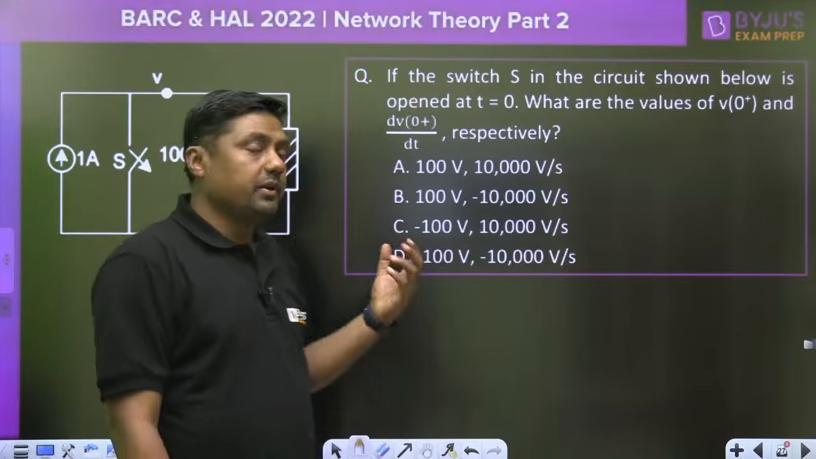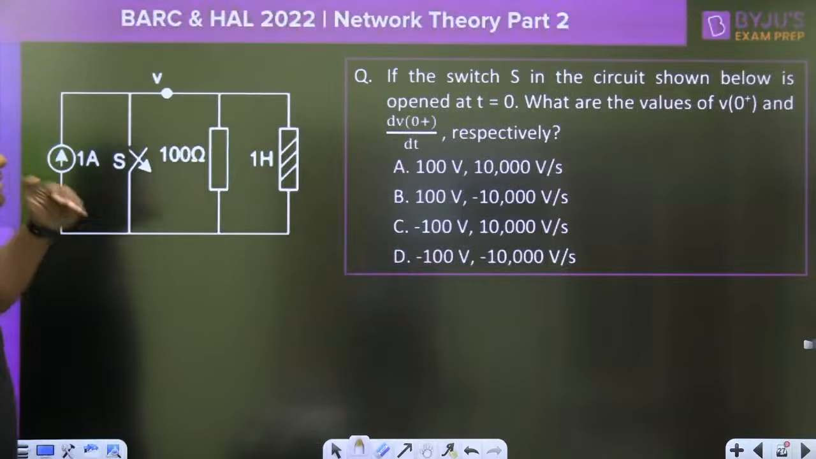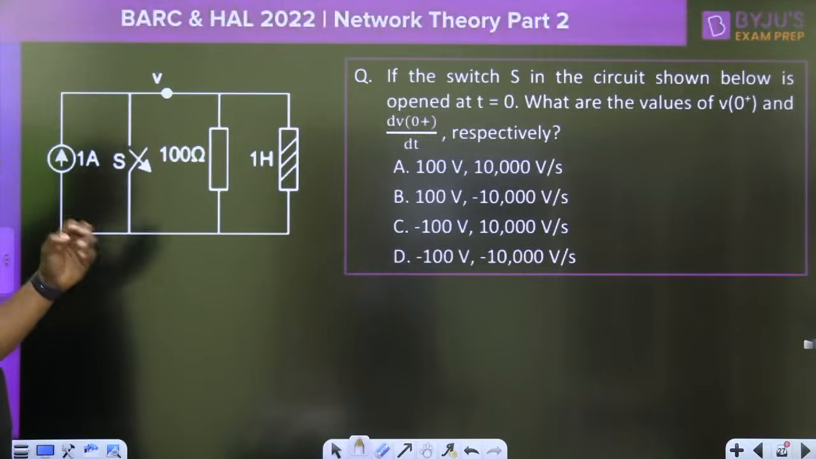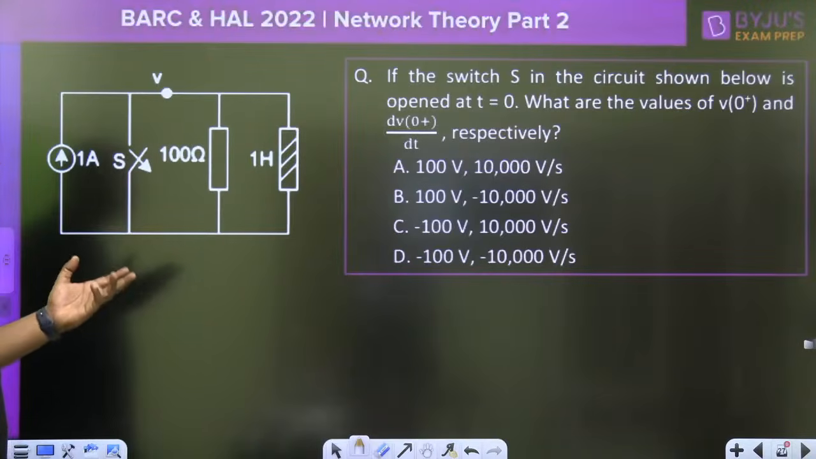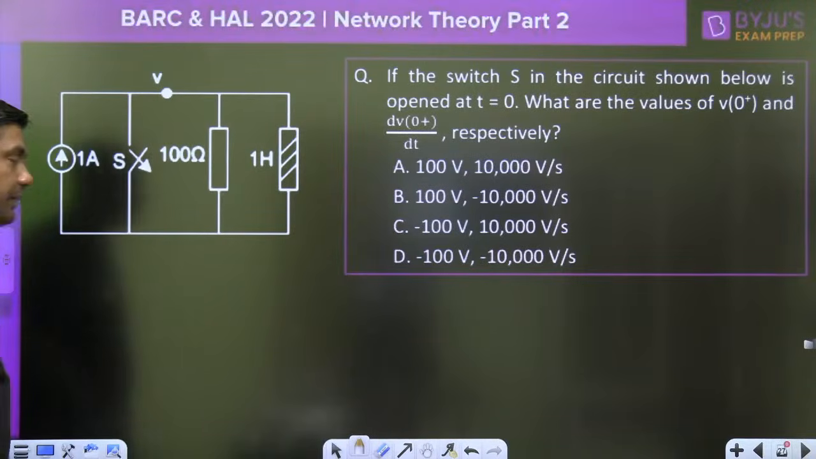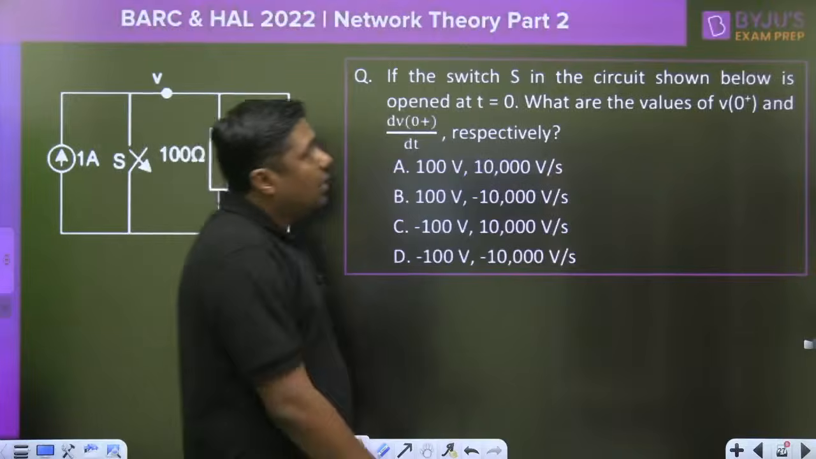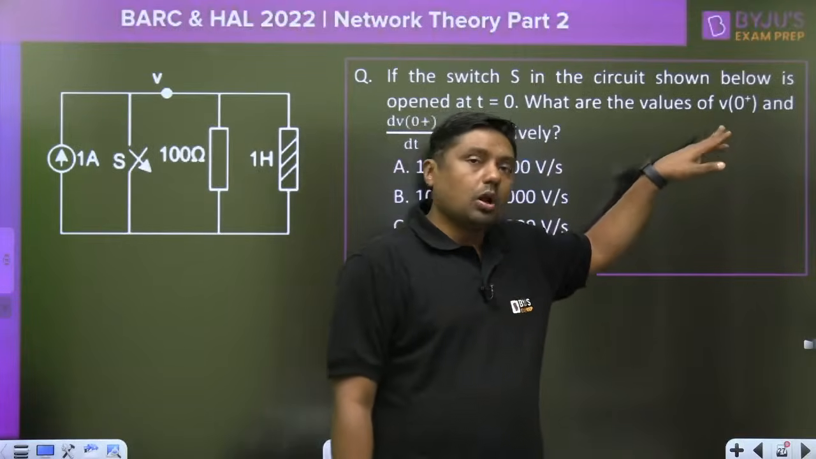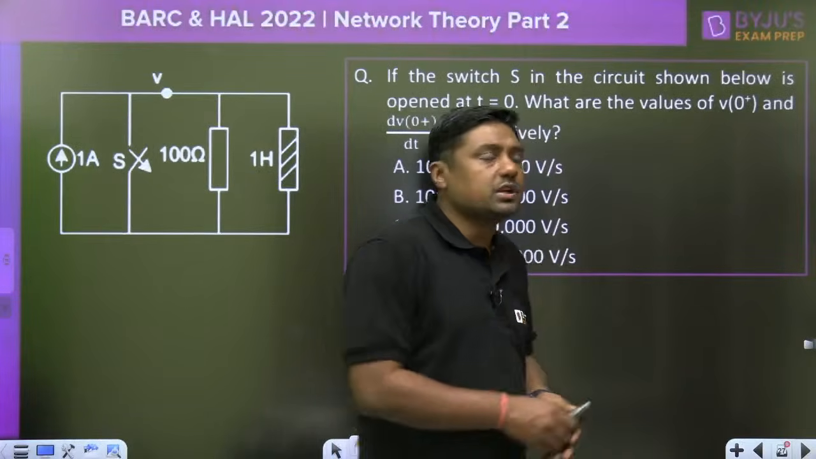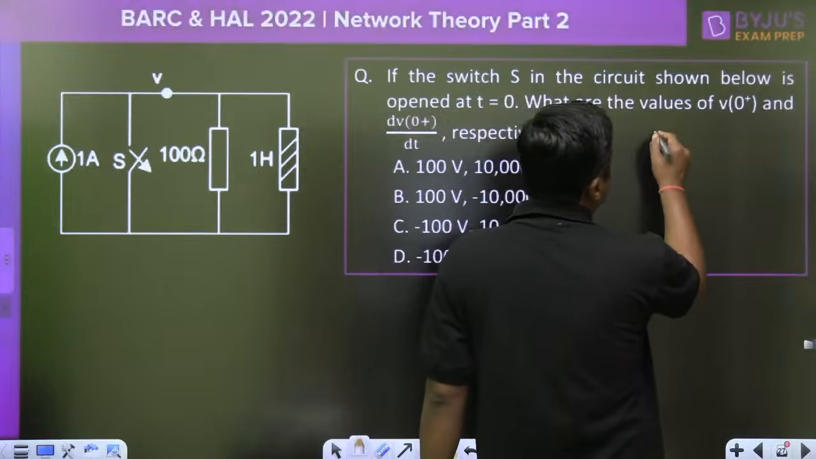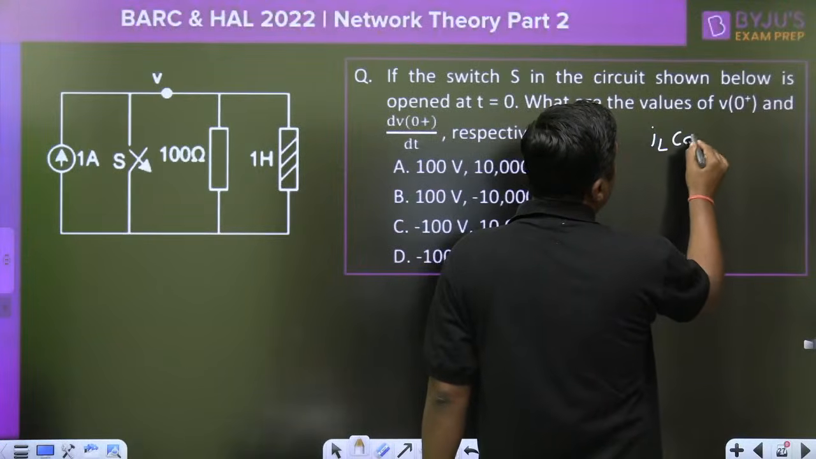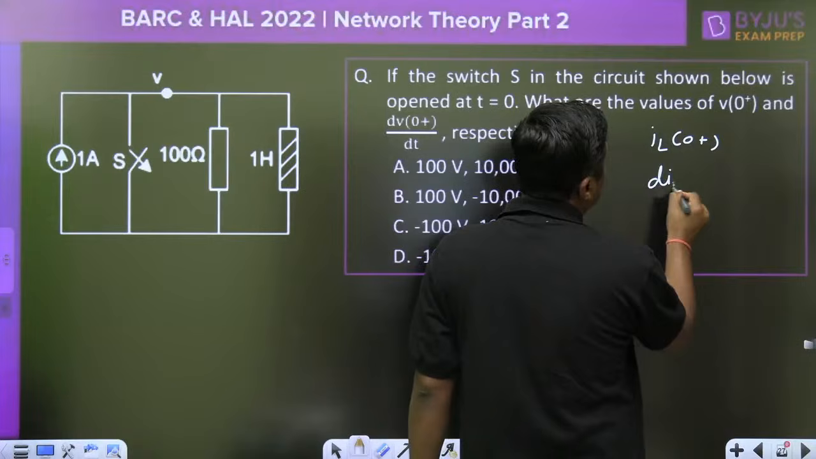Okay, what should the answer be? If the switch S in the circuit shown below is opened at t equal to 0, what are the values of V0 plus and dV/dt at 0 plus respectively? Normally, in case of an inductor, the question asks for IL at 0 plus and dIL/dt at 0 plus.